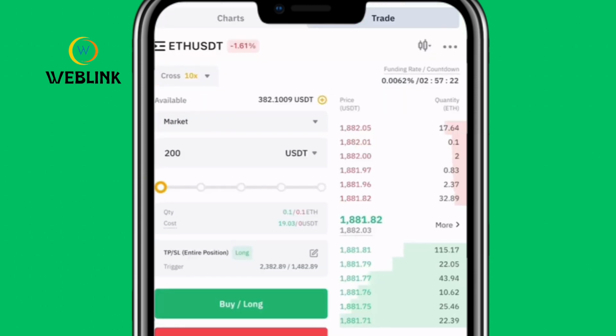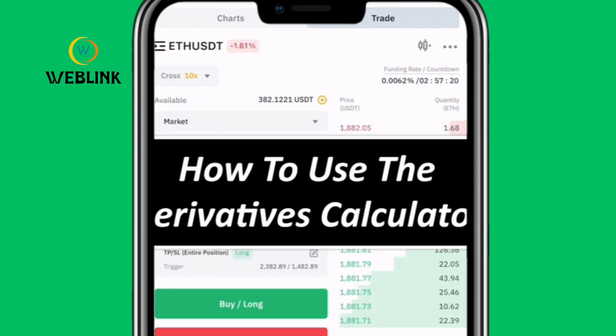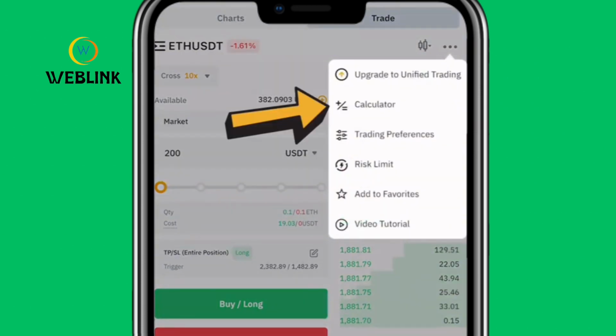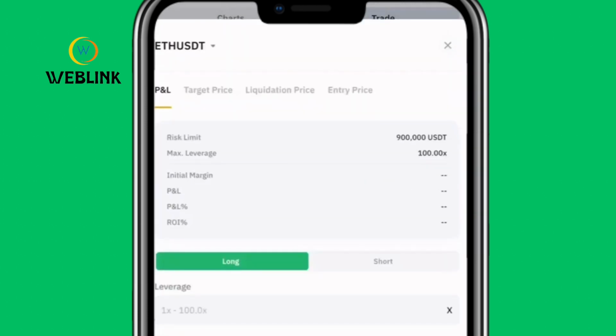Now, the last part of this video is how to use the derivatives calculator on the app. Now, to do that, you come right here to where you have these three dots at the top right corner. Once you tap on it, you see where you have calculator. So you tap on it. Now, this is where you can calculate your P&L, your target price, liquidation price, and your entry price.